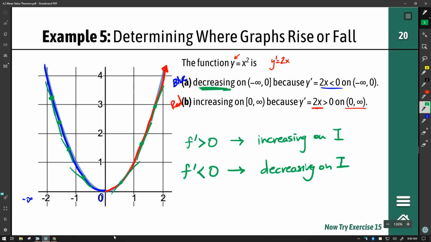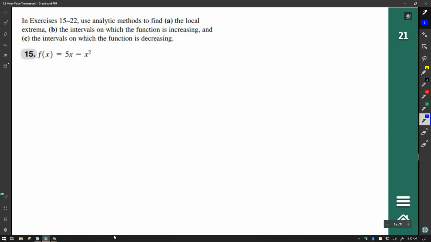All right, now let's try example 15 from the exercises. In this example, we want to use analytical methods. That means by hand using algebra and calculus to find the local extrema, to find the intervals on which this function is increasing, and the intervals on which this function is decreasing. All right, so let's take a look at f prime first. We know we need to look at the derivative. So f prime of x by the power rule is 5 minus 2x.